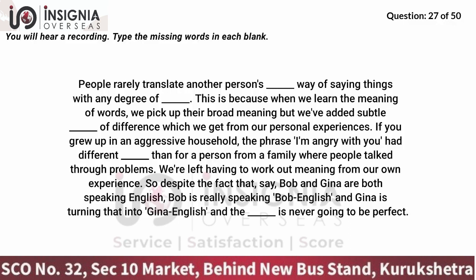So, despite the fact that, say, Bob and Gina are both speaking English, Bob is really speaking Bob English, and Gina is turning that into Gina English. And the translation is never going to be perfect.